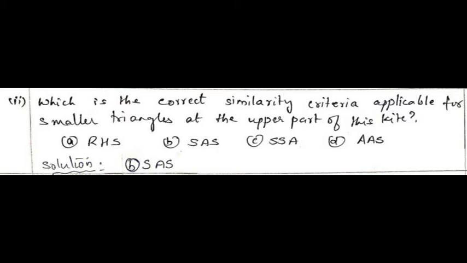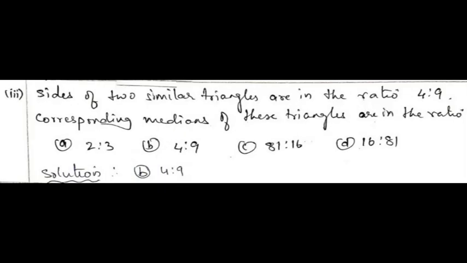Then which is the correct similarity criteria? Now similarity criteria, it cannot be RHS, so it is SAS is the answer. And sides of two similar triangles are in the ratio 4:9. What is the ratio in which the medians? So medians will be in the same ratio, so the answer is 4:9.